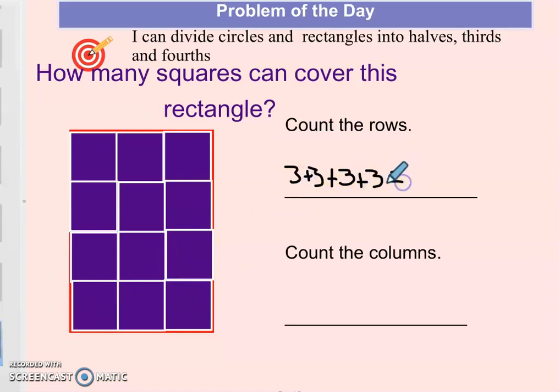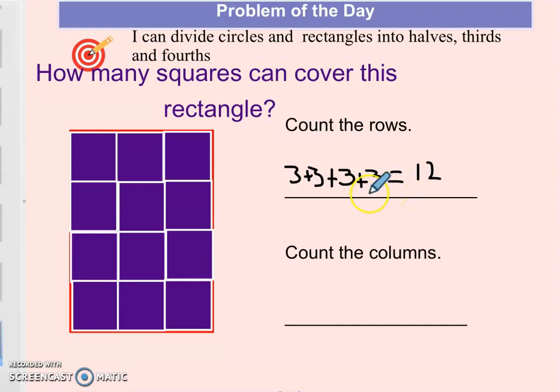So we have 3 plus 3 is 6, and 3 more, 9, and 3 more, 12. So we're doing repeated addition. So there are 12 squares. Let's move on now to our columns.